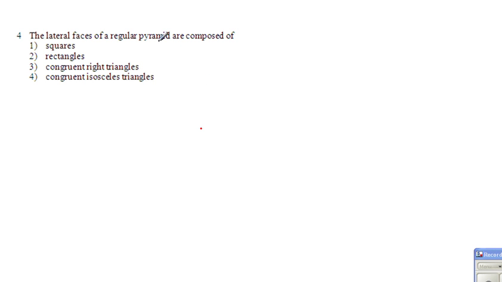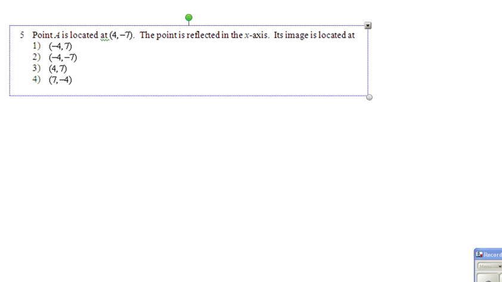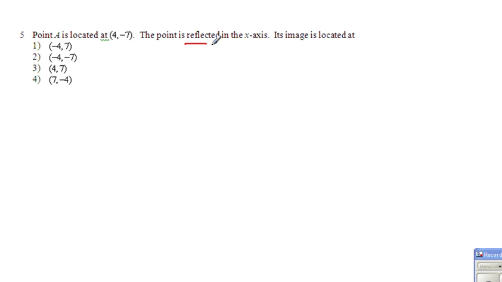Regular pyramid. A regular pyramid basically means all the base edges are equal to each other, which makes the faces congruent isosceles triangles. So there it goes. Reflected about the x-axis means only our y value will be negated. So instead of 4, -7, it will be 4, 7.